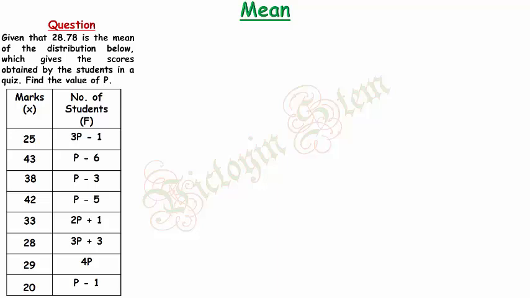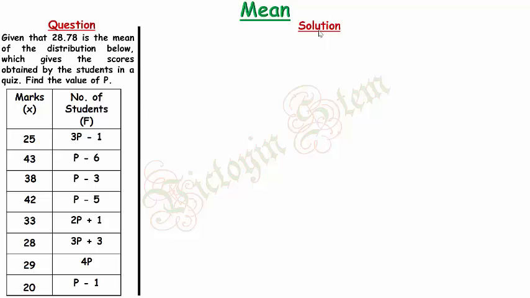The question states that given that 28.78 is the mean of the distribution below, which gives the scores obtained by the students in a quiz, find the value of P. Now in this question, the mean has been given in decimal fractional format, 28.78, and then the table contains the scores of the students, and the next column signifies the number of students that scored each of the scores given. So I'm expected to find the value of P.